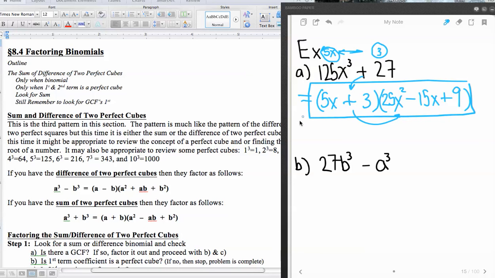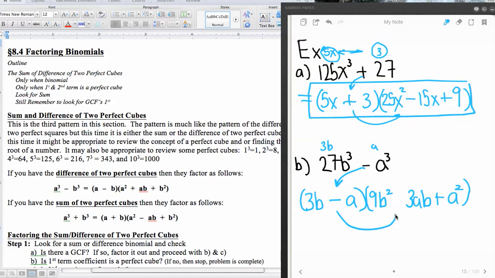Okay, let's do it fast again here. 3b here, a here, binomial 3b, a, trinomial: 3 squared, 9, b squared, product 3ab in the middle, always plus, and then a gets squared. And last two signs, whatever this sign is goes in the binomial, and then its opposite goes in the middle of the trinomial. And then we have our pattern.